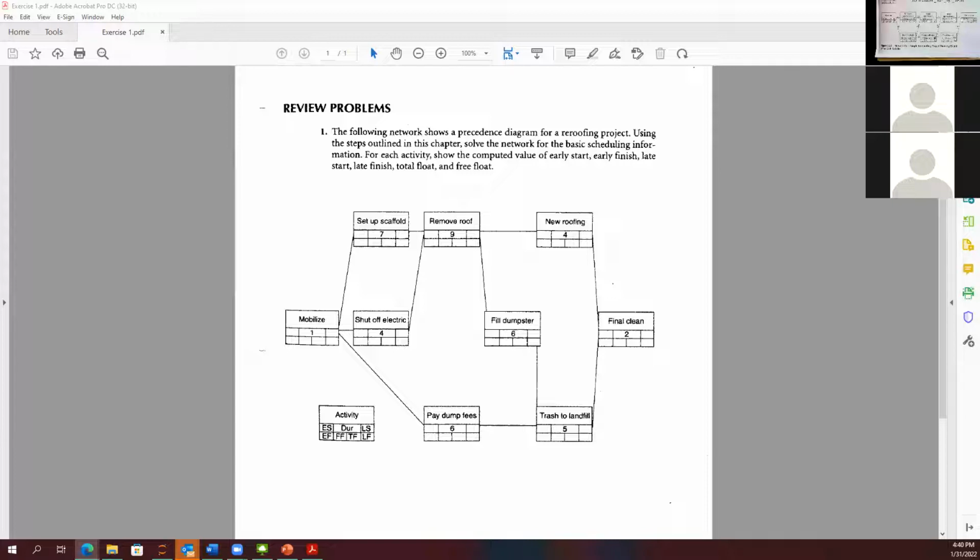Okay, I posted it on Canvas. You can print it out. If you don't have a printer at home, you can manually draw it. Not very complicated. I'll give you probably 15 minutes to work on it, and then I can check your answer.